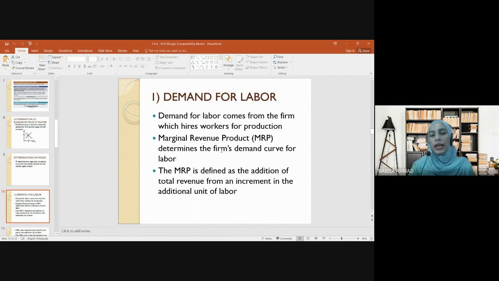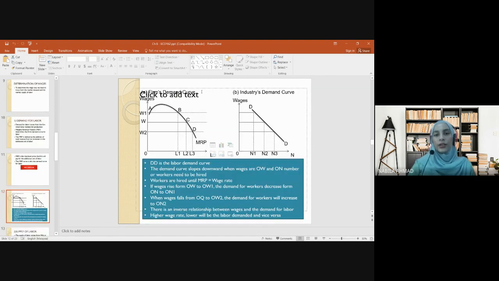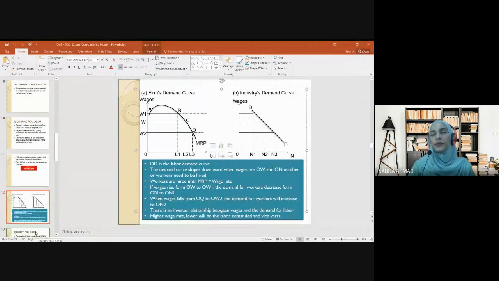So marginal revenue product determines the firm's demand curve for labour. Alright, so MRP yang determine demand for labour. Okay, so this is the firm's demand curve and this is industry demand curve. So di sini, sekiranya wages kita at W1, so demand of labour hanyalah N1 sahaja. Okay, semakin tinggi wages, semakin kuranglah demand for labour. Kalau wages kita at W2, demand for labour akan meningkat to N3. Bermaksud semakin kurang wages, semakin banyaklah demand for labour. Right, downward sloping demand curve for labour ataupun downward sloping marginal revenue product.